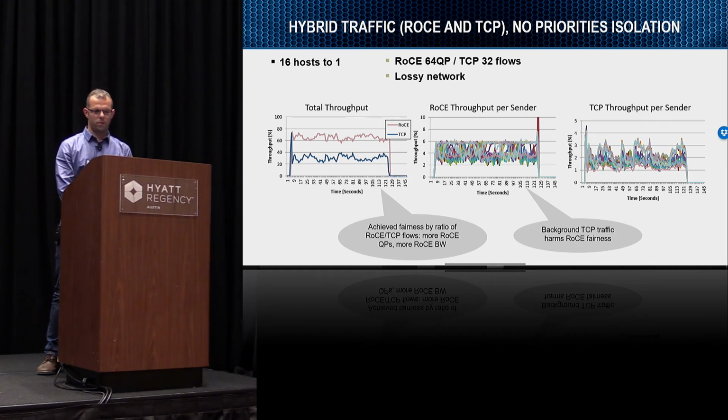The graphs of fairness of throughput per sender are also not as stable as previously. It's because the TCP traffic sometimes harms the RoCE traffic, but still we can say that these results are pretty good. This is RoCE running on lossy networks with significant background TCP traffic, and still RoCE flows continue and keep high throughput.